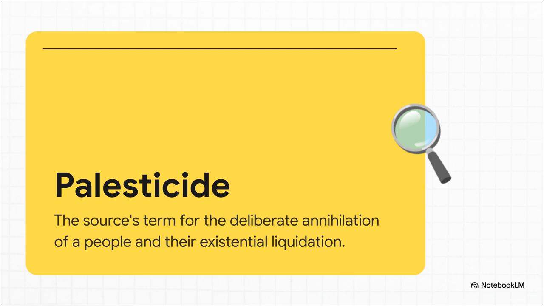Okay, so this is absolutely key. The source actually coins its own term, Palestine. It uses this word to describe what it calls an ongoing genocide in Gaza. It's a really powerful, loaded term, and it's meant to frame what's happening not as a war between two sides, but as a deliberate act of annihilation.